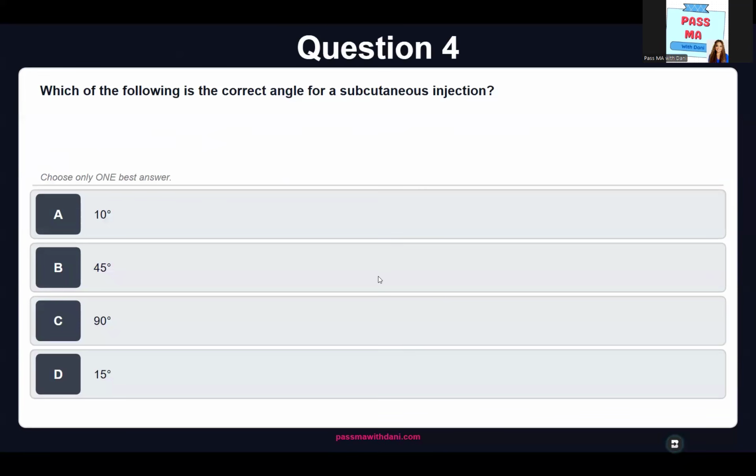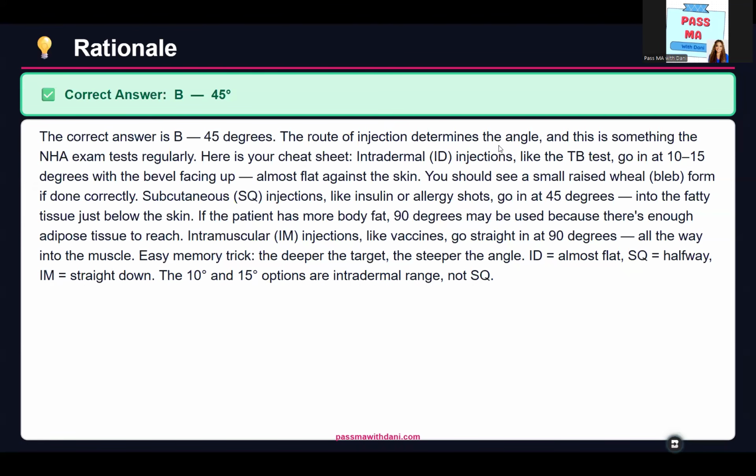All right, let's go ahead and look at question number 4. Which of the following is the correct angle for a subcutaneous injection? Is it A, 10 degrees, B, 45 degrees, C, 90 degrees, or D, 15 degrees? For question number 4, if you said B, 45 degrees, then you are correct.